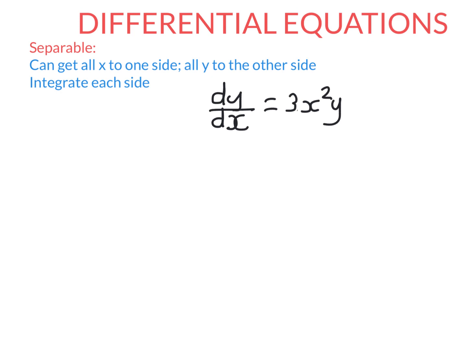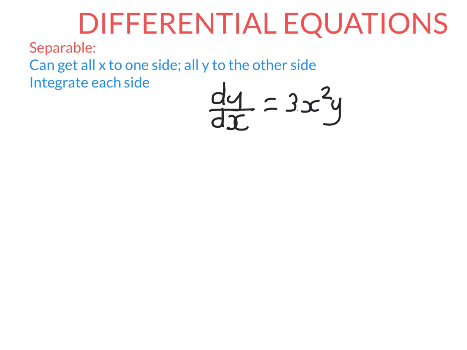Differential equations are where you have an equation that has a derivative term in it. And we're going to look at a couple of different types. This is called a first order differential equation because the derivative is the first derivative. That is, there are no second, third, fourth, or whatever derivatives.